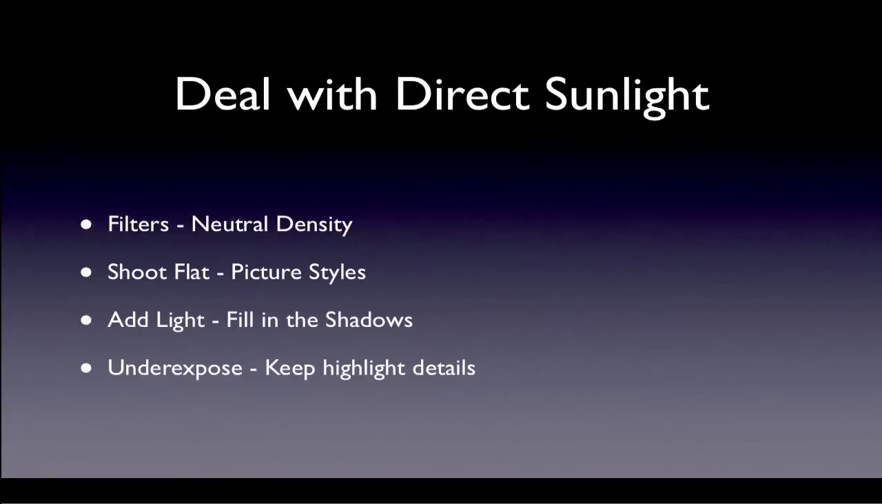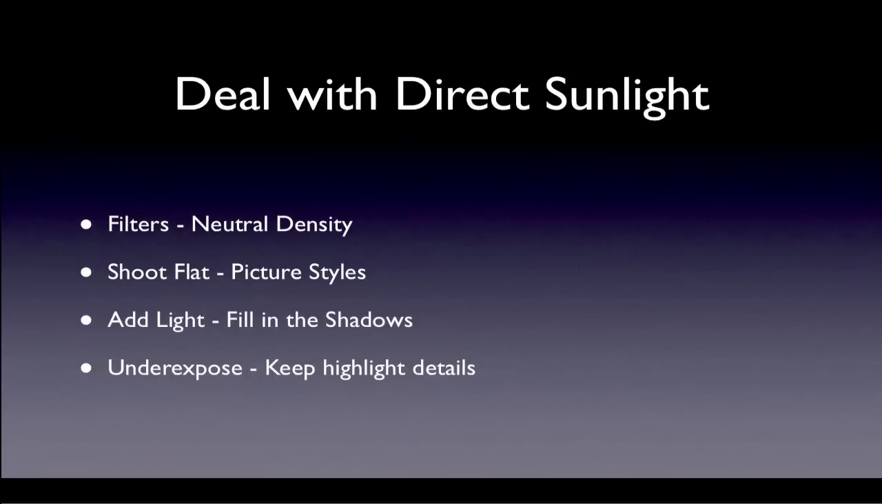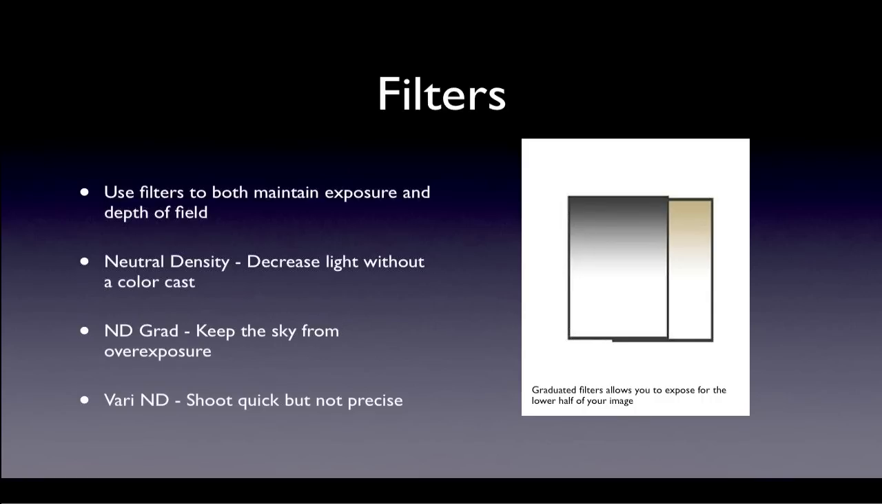But there are some ways that you can manage these, and I want to talk about a couple of those, and we're going to put these into different sections. So one will be filters such as neutral density, and then we'll also talk about shooting flat using picture styles, how you can add light to fill in the shadows, and ways you can underexpose to keep the highlight details. So let's just start with the first section, which is filters.